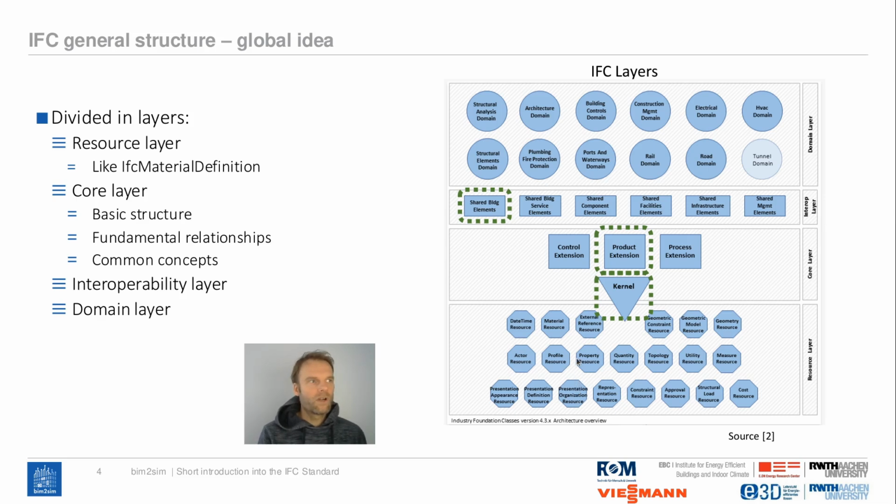In the core layer, this includes the basic structure, fundamental relationships, and common concepts. So this material is connected to the kernel, and the kernel is connected to, for example, building elements, we will see later. And from here, we can have connections to the architectural domain or building control domain or something else.